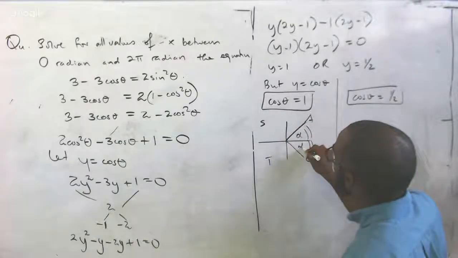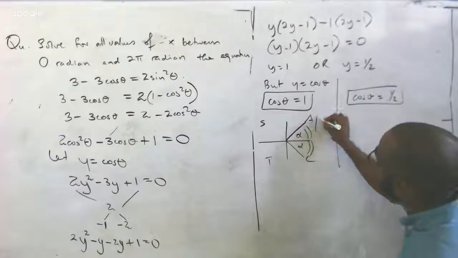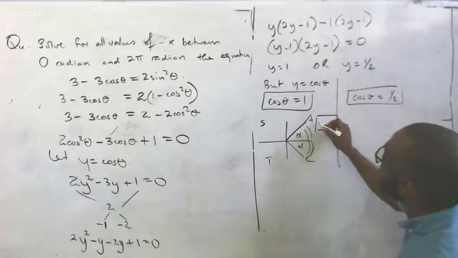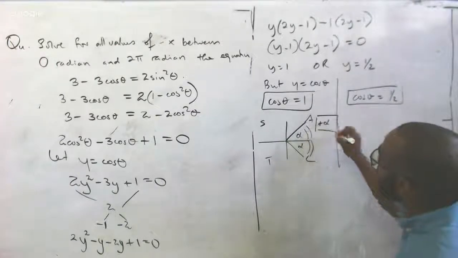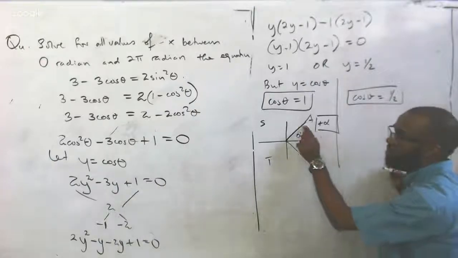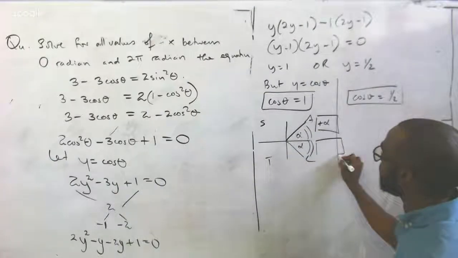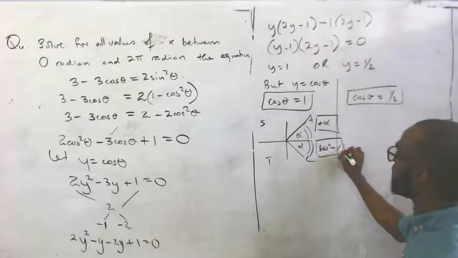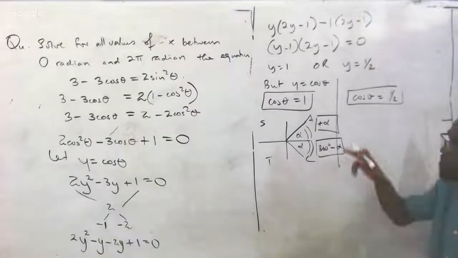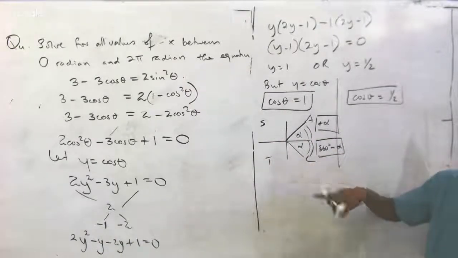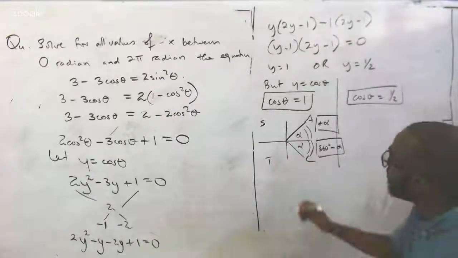I'm seeing alpha and alpha here. That means what is the solution here? It's going to be alpha alone right here, no? And then right here is going to be 360 minus alpha. Are we seeing it? Remember, plus, minus, plus, minus. And we have to remember, what is our alpha?